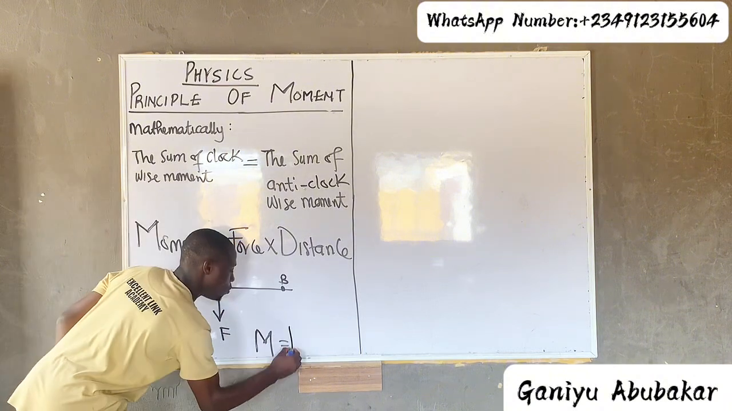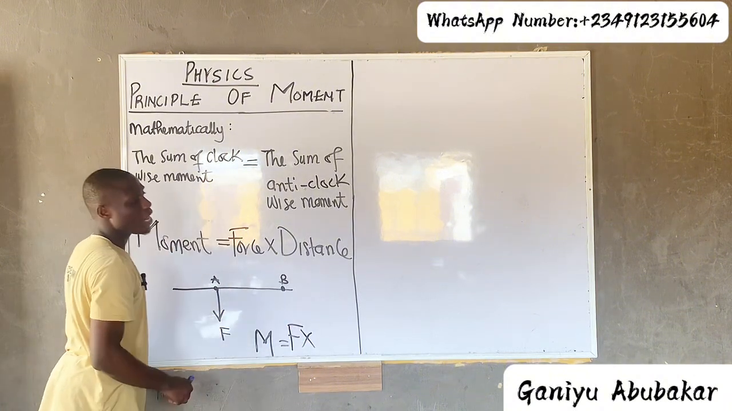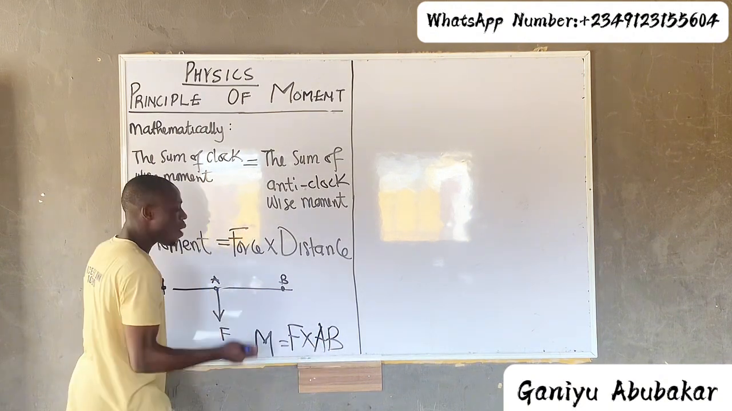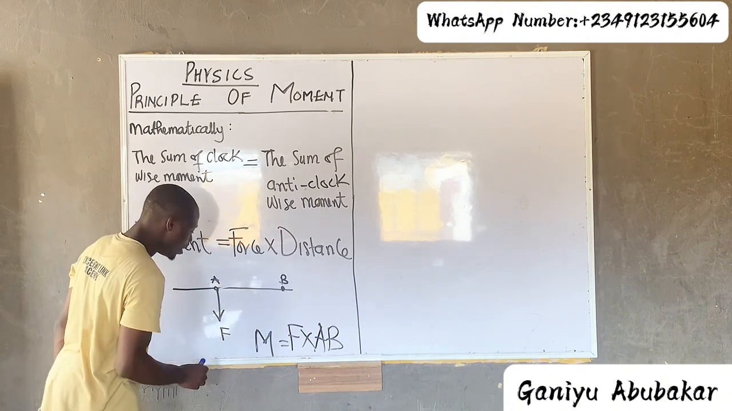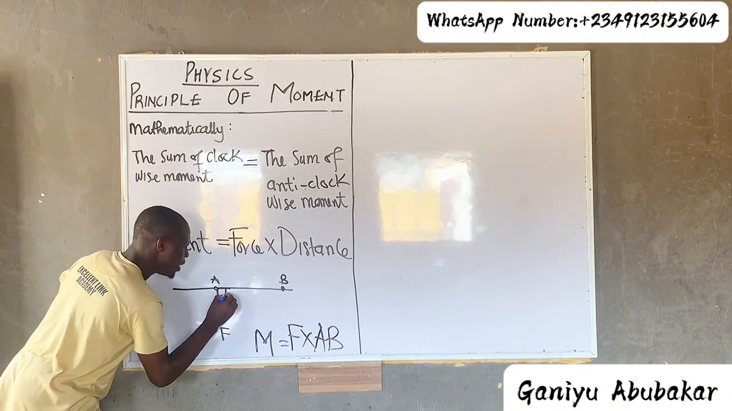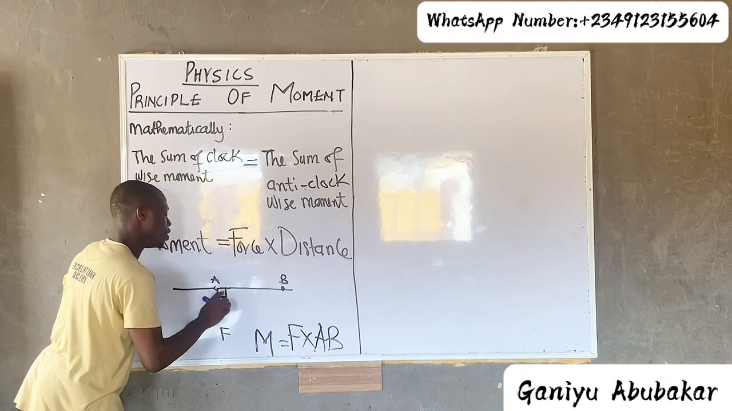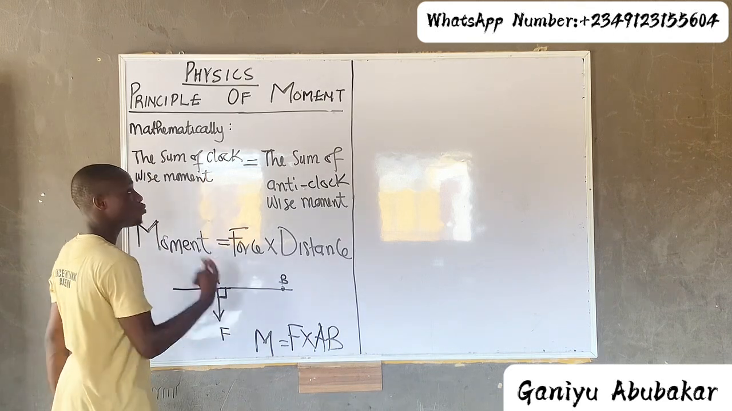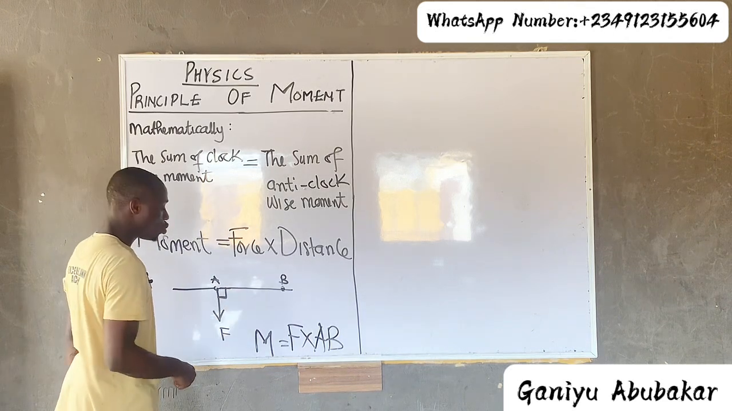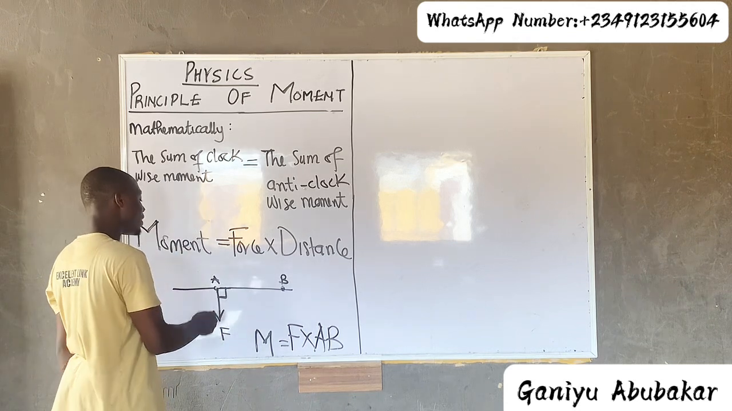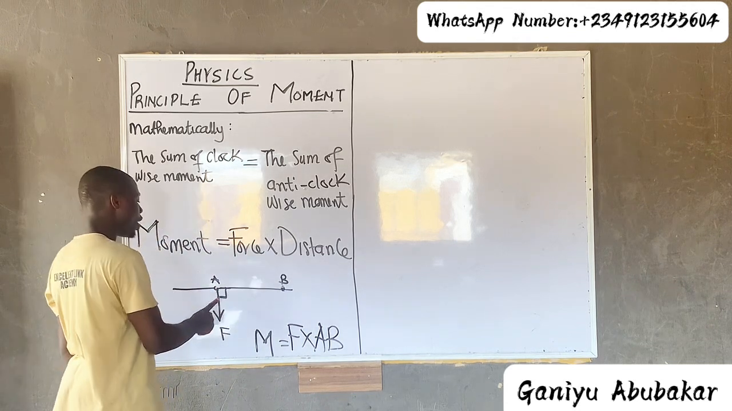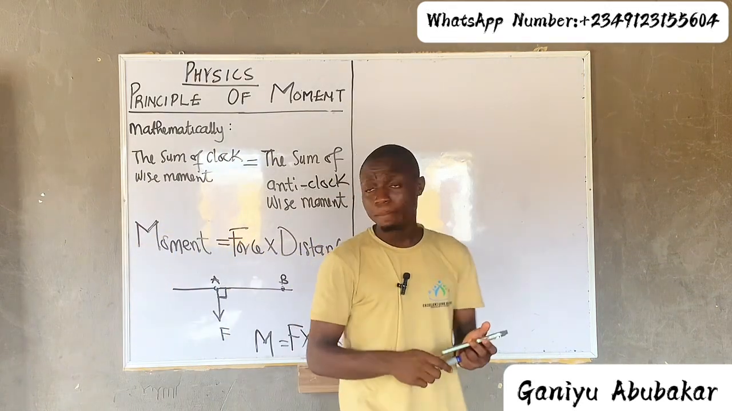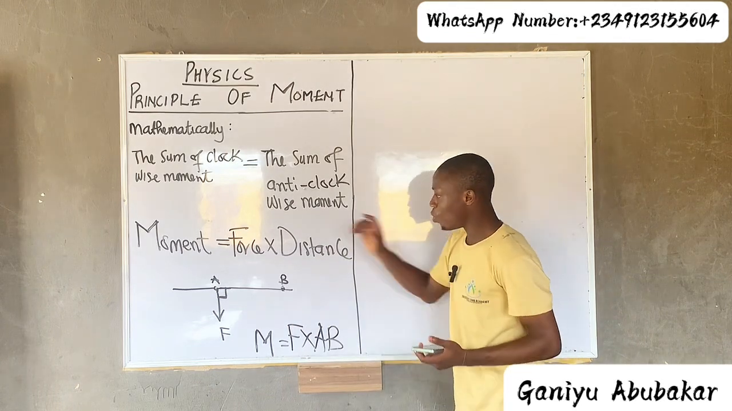That's F, that will become my force, times the perpendicular distance. The distance here is AB, so times AB. Why is AB perpendicular? Because this force is forming a 90 degree angle to the horizontal, to the line AB. That is why it's called a perpendicular distance. So you're only multiplying the force by the line that's perpendicular to, or attached to, the force. This is simply the basic explanation I can give for moment.